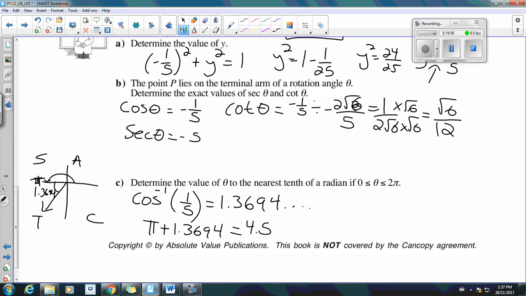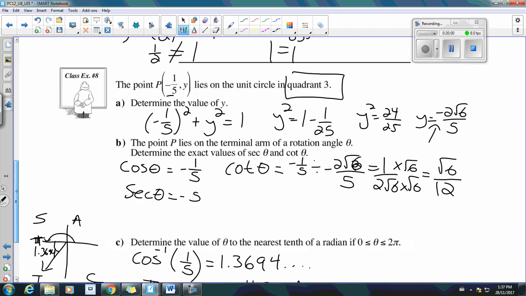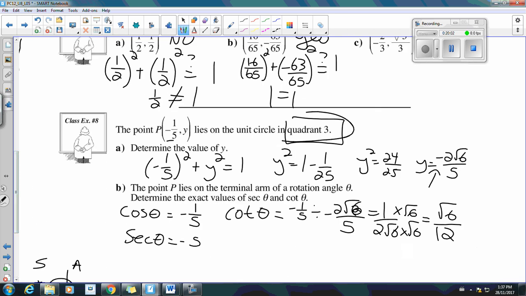When we're asked to do a question like this, we do need some additional piece of information to tell us which quadrant it is in. Otherwise, we don't know whether we should take the positive square root here or the negative square root.